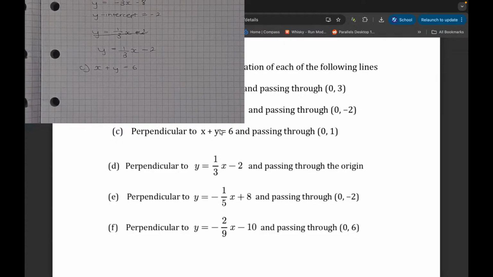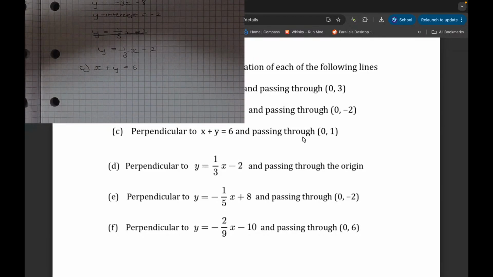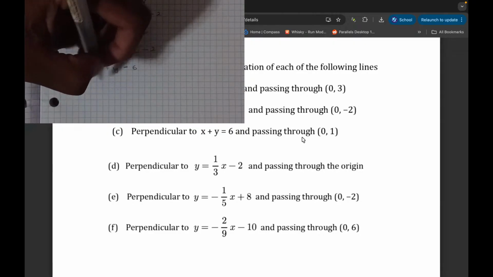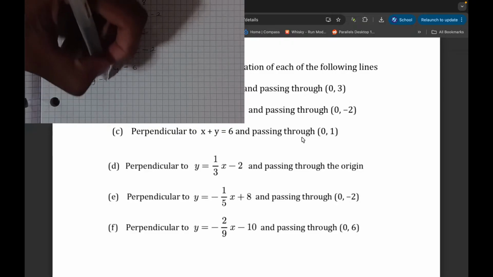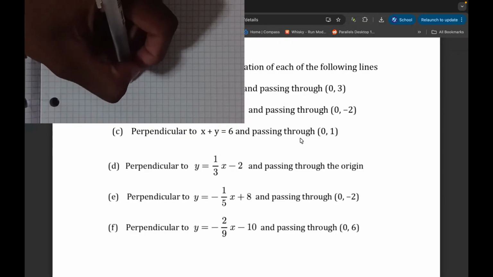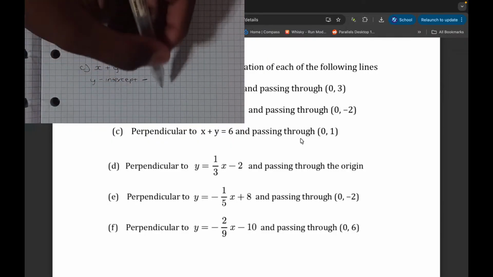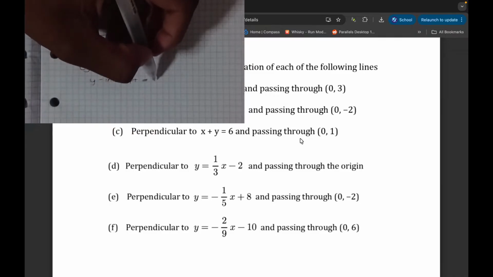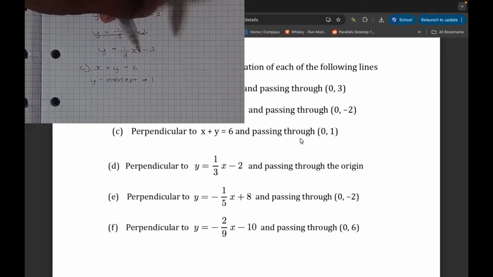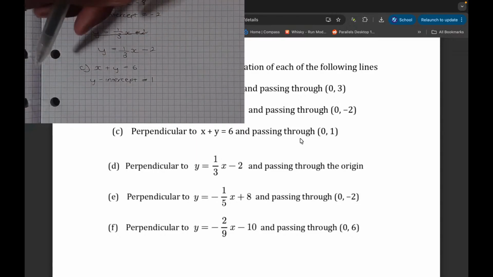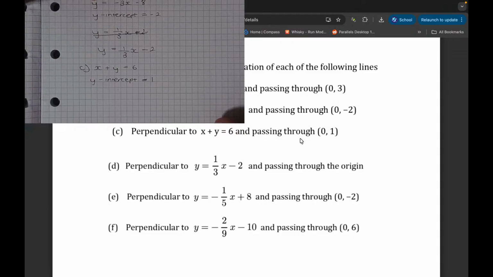So how do you figure that out? Oh, never mind. Wait. For that question, do I have to find the y-intercept first? Let's find the y-intercept first. We know that the y-intercept equals 1. That is what the y-intercept equals. Now we just have to do some reverse engineering.